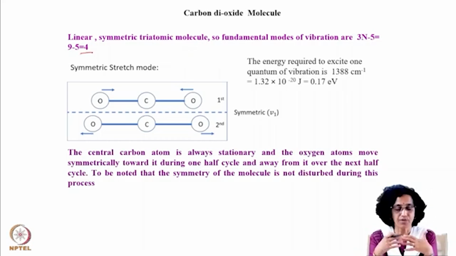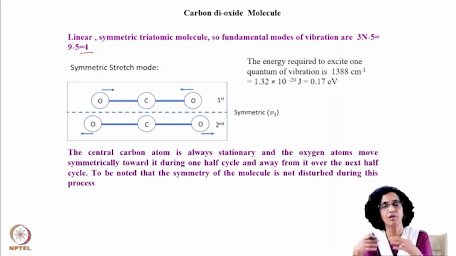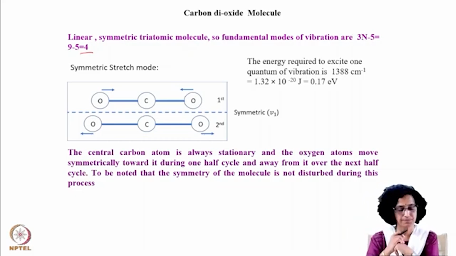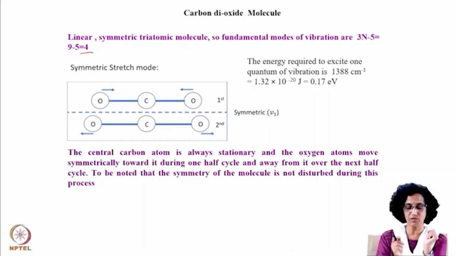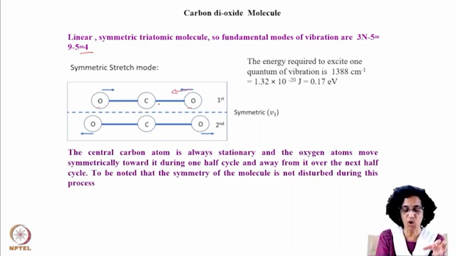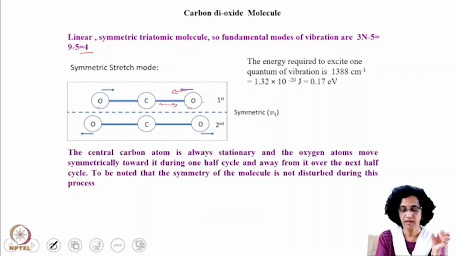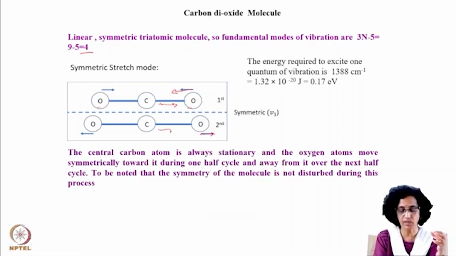What are these modes? Let us try to understand, because these vibrational modes of a CO2 molecule play a very important role in the lasing process in a CO2 laser. The first is the symmetric stretch mode, where the central C atom remains stationary, and the oxygen atoms on either side move inward. That means the bond gets compressed, then it recovers, comes back to its original position, then stretches outward, so that the bond expands.